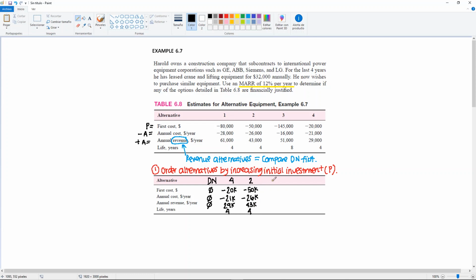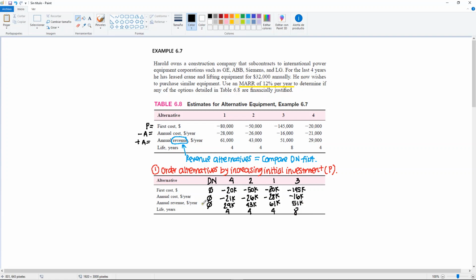Then the next one would be alternative 1. This is minus 80,000, minus 28,000, 61,000, and also 5 years. And then the remaining alternative, which is alternative 3, minus 145,000. This is the most expensive one. Minus 16, positive 51, and this one has a life of 8 years.